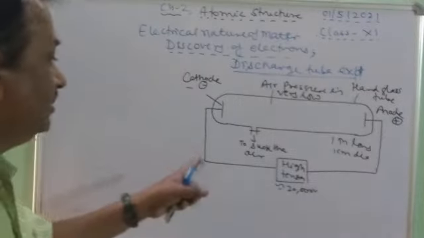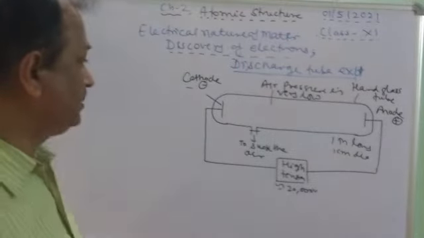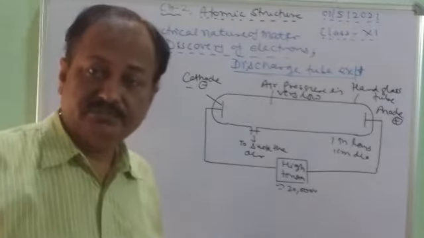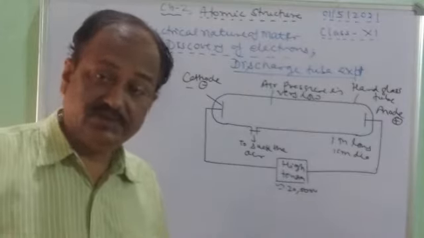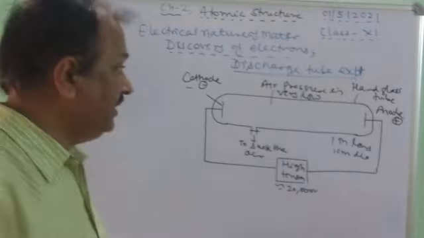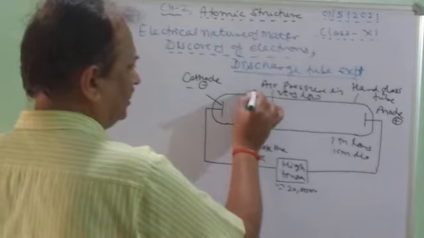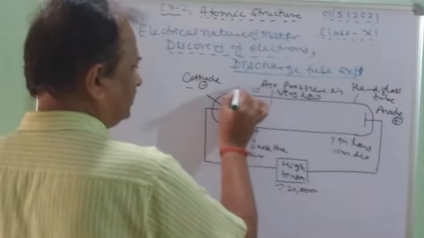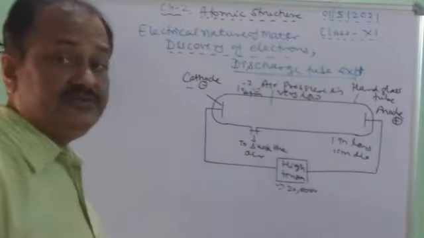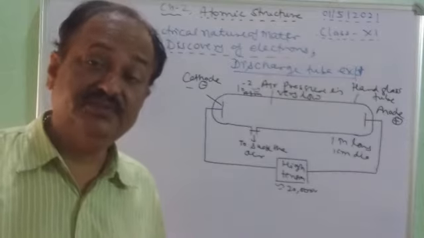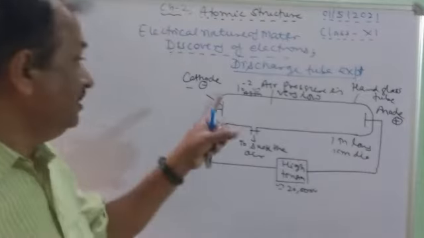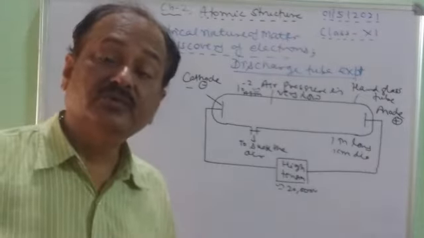Now to start the experiment, the side tube is connected to a vacuum pump or suction pump to reduce the pressure, because at normal conditions current cannot pass through any gas. Here the pressure is very low, around 10 to the power minus 2 atmosphere. Normal pressure is 1 atmosphere, so minus 2 means 0.001 atmosphere.